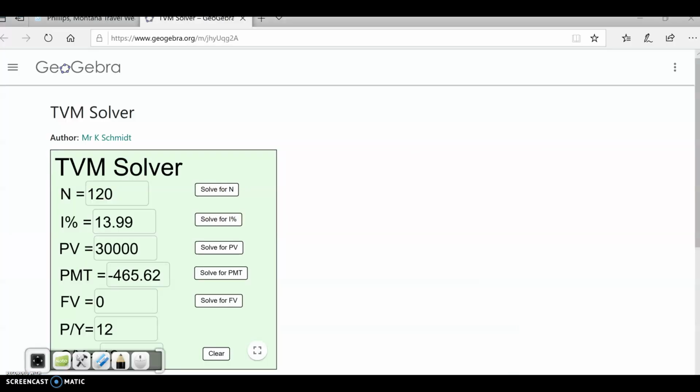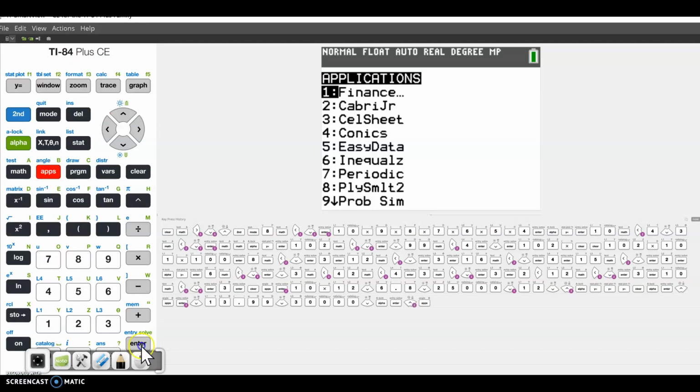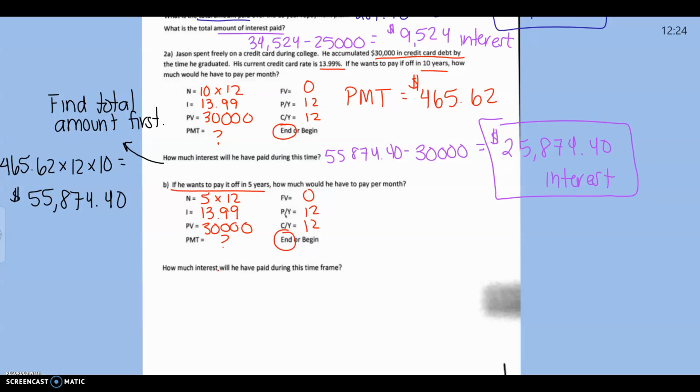So we're going to go to our graphing calculator. Okay? So this time, remember, I'm going to remind you, press apps, enter, enter. Now it's going to be 5 times 12, y'all, because he's paying in 5 years. Interest rate's the same. And then for payment, we're going to alpha, enter. Y'all, $697.89. So payment, $697.89. But here's the deal. That's a lot of money per month. A lot of money to pay.